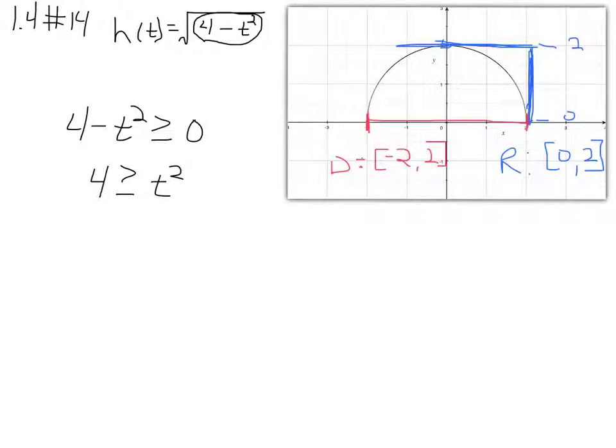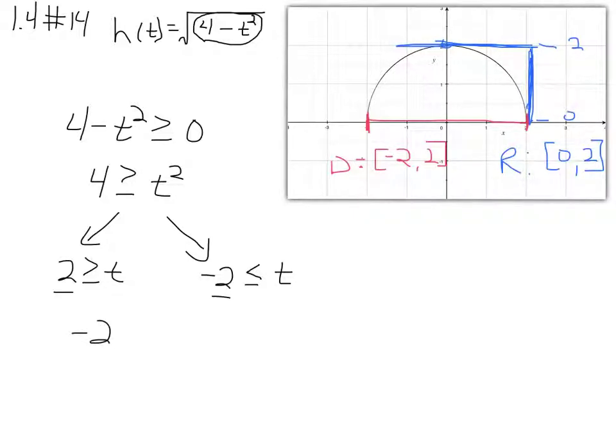Right? And now we need to do a square root. Okay. So if t squared is less than or equal to 4, when we do the square root, we're going to get 2 is greater than or equal to t, okay, or -2 is less than or equal to t, okay, and since we are greater than or equal to one number and less than or equal to another number, can we get these things to fit together? Well, -2 less than or equal to t less than or equal to 2.